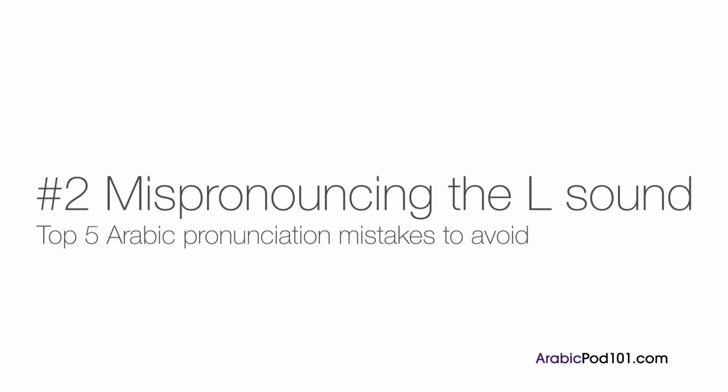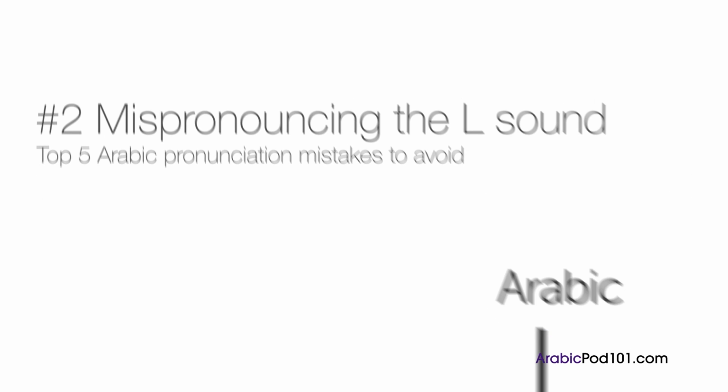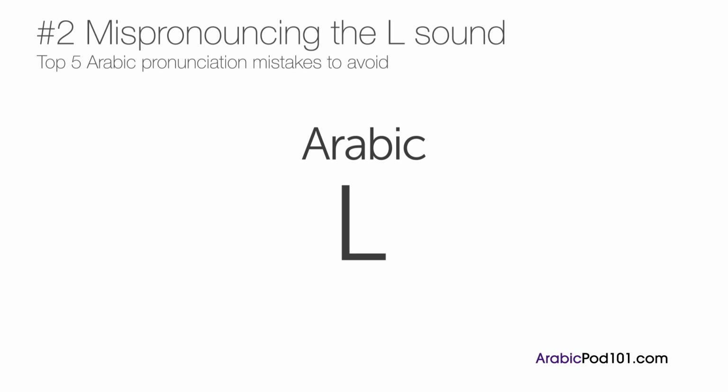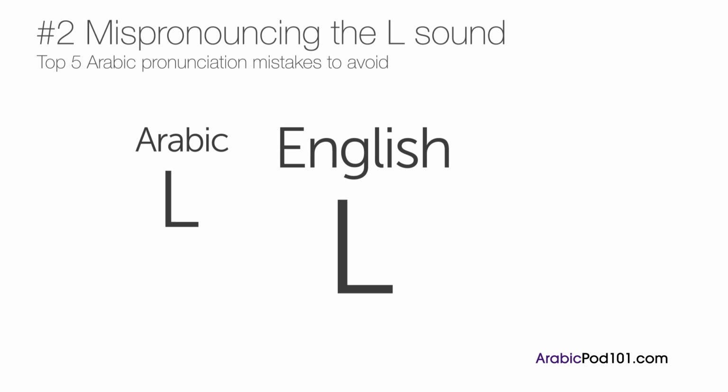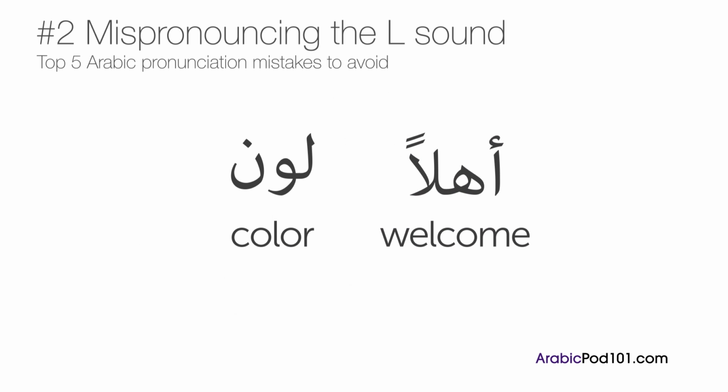Number 2. Mispronouncing the L sound. The Arabic L sound is peculiar because it sounds somewhat like an English L, but not exactly. The problem arises when speakers begin substituting the English L for this sound, and when you do, native speakers will notice immediately that Arabic is not your native language. Listen to Perihan and pay attention to the way it's pronounced in the following words.